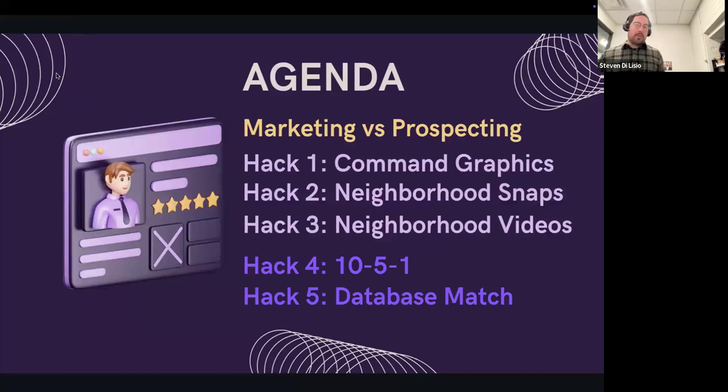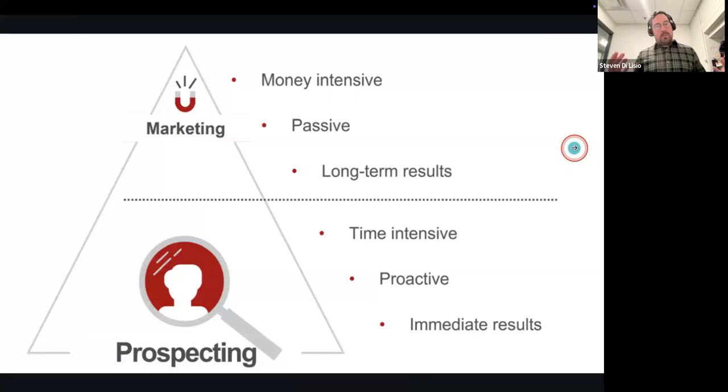You'll see a color difference between hacks 1 through 3 and then hacks 4 and 5. The difference in those colors is because the first 3 are marketing oriented and the last 2 are prospecting oriented. So let's get into what that actually means in terms of what is marketing, what is prospecting. You'll find this wonderful picture helps you understand the difference between the two.